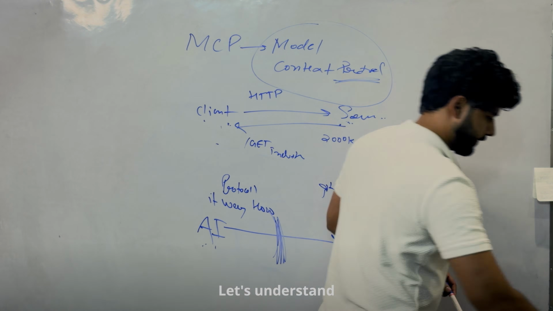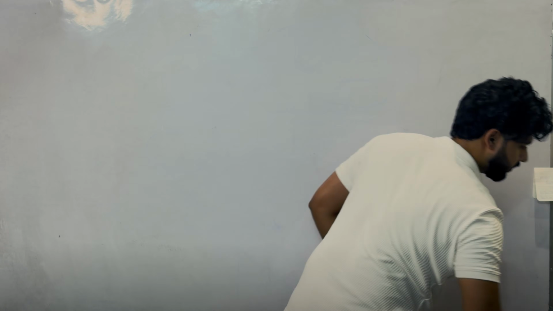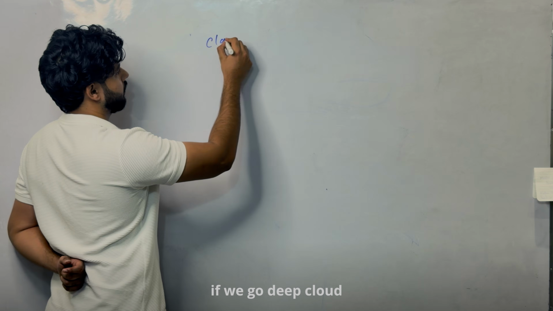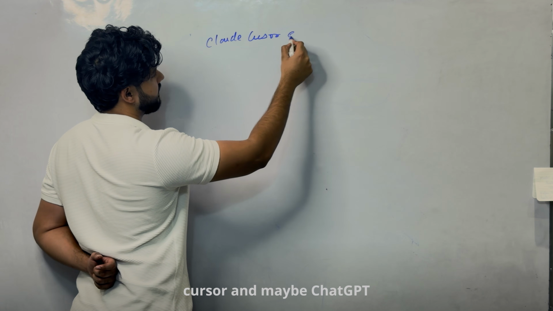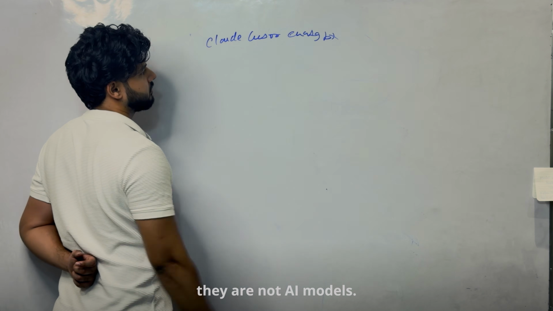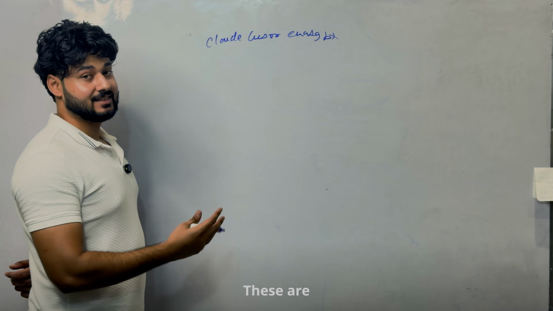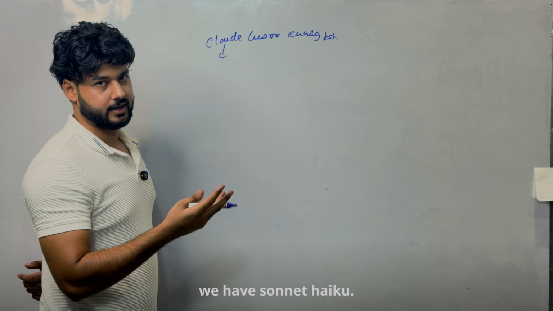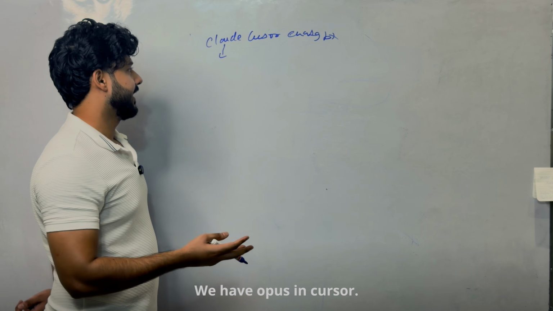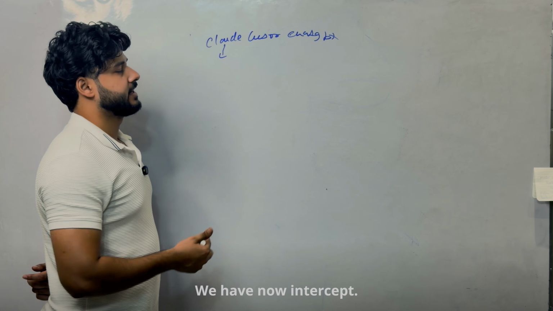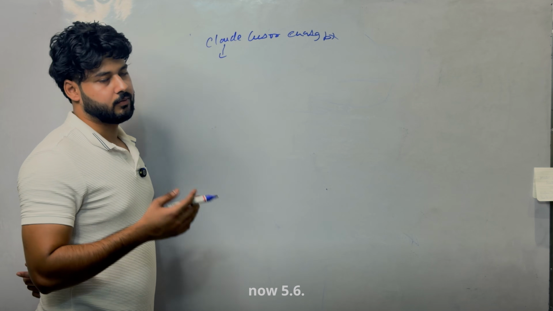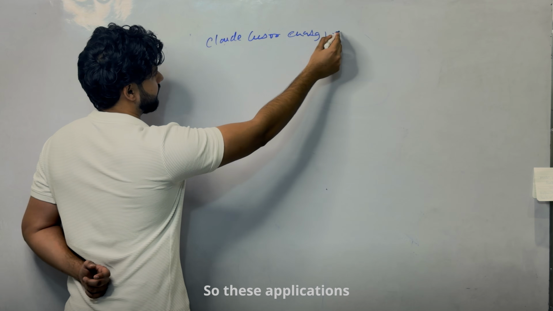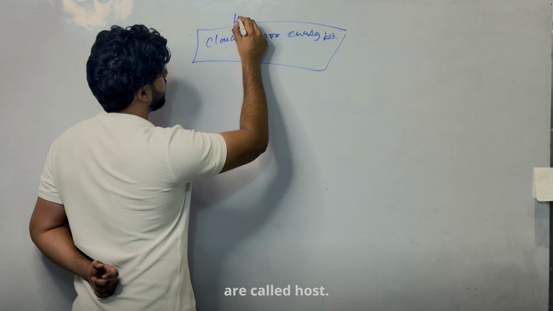Now let's understand what the components of this MCP are. If we go deep, Claude, Cursor, and maybe ChatGPT, they are not AI models. They are not AI models. These are AI applications. Inside these, we have AI models, right? Inside we have Sonnet, Haiku, we have Opus. In Cursor, we have Grok now. In ChatGPT, we have GPT 4.5, 5.5, now 5.6 also, Terra and Luna also, right? So these applications are called hosts.